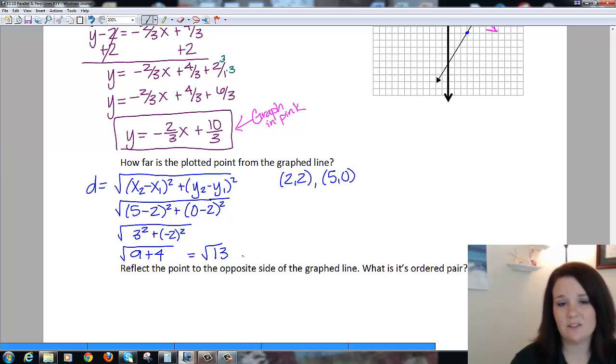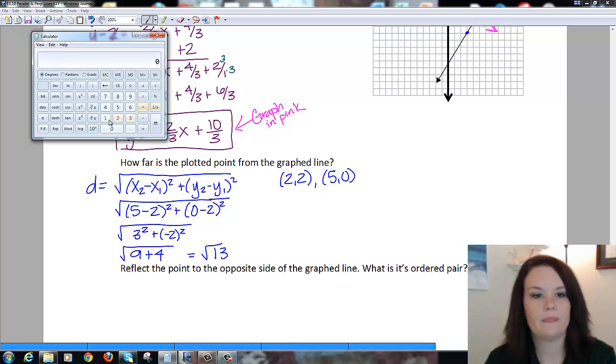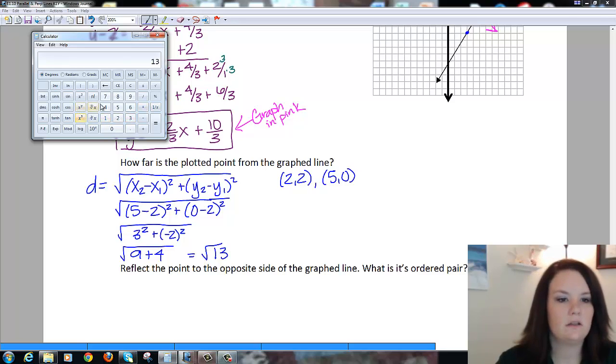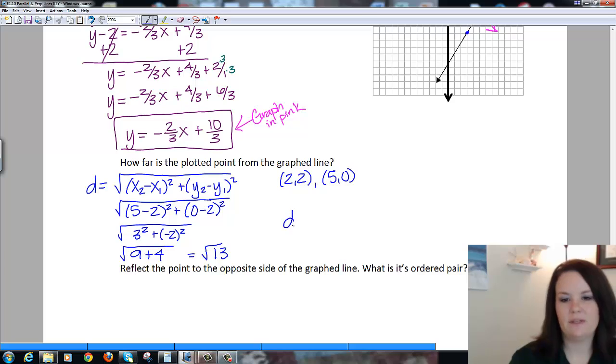That's our exact answer. If we wanted to get a decimal answer, we could approximate to the nearest hundredth or so. So let me go ahead and get a decimal answer. If I do the square root of 13, where's my square root button? There it is. I get 3.605. So I'm going to round that to 2 decimal places. So we're just going to say 3.61. Okay, so that means my distance is equal to the square root of 13, or the same as 3.61 approximately.